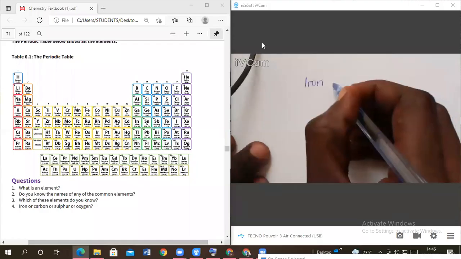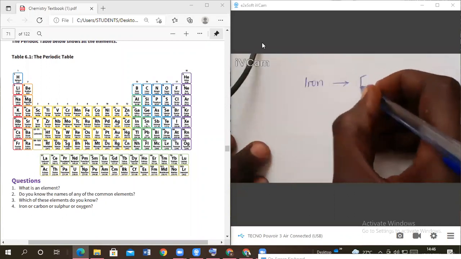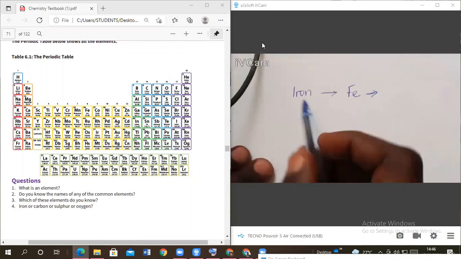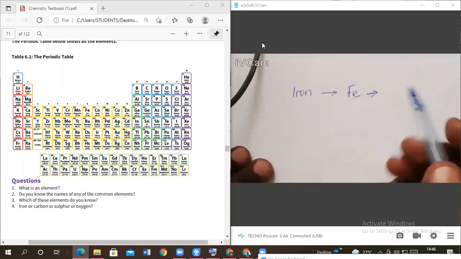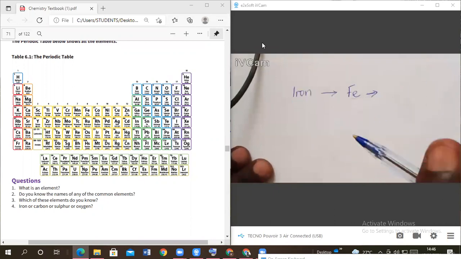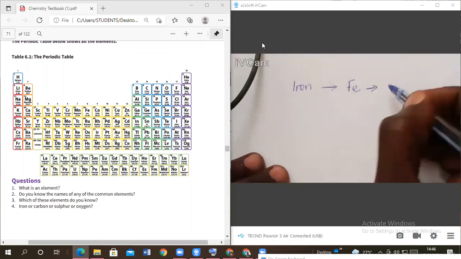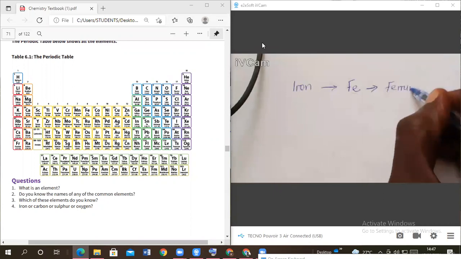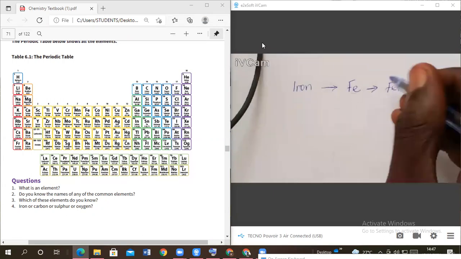Iron: the symbol is Fe. Its name is iron, as long as you get that there's a difference between the name and the symbol. The symbol was got from a Latin name, isn't it? Now this Latin name is what we call ferrum, with a double R. Ferrum. That is the Latin name for iron.